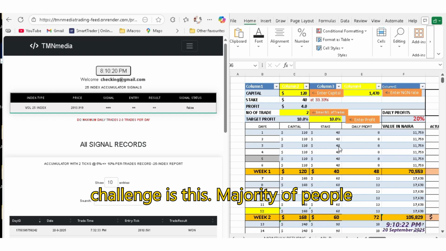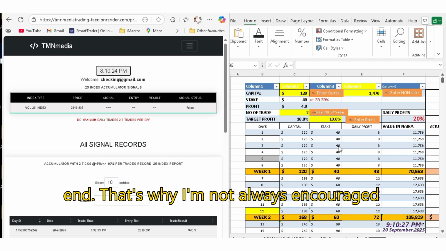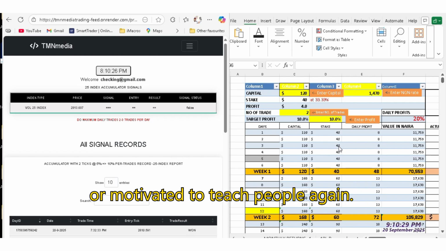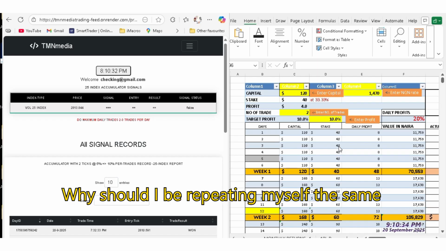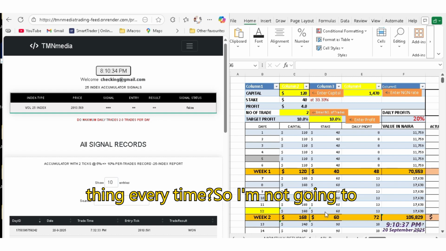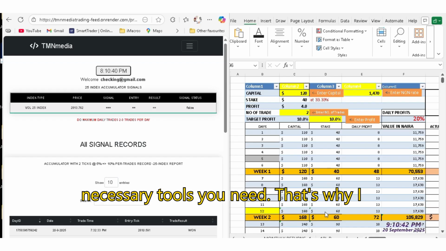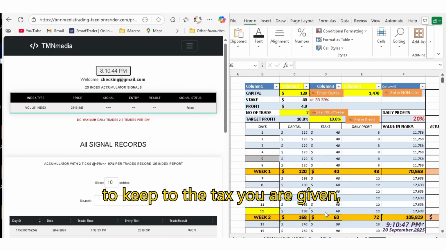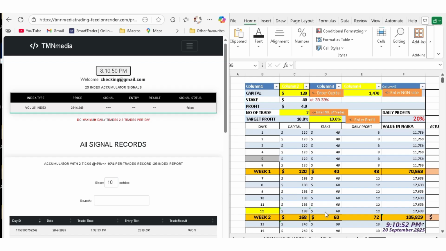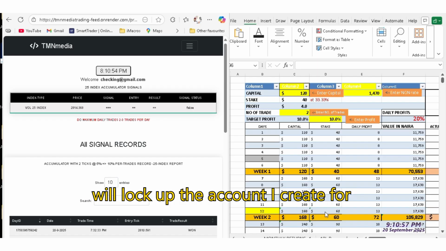But you see, the challenge is this. The majority of people don't even follow this instruction to the end. That's why I'm not always encouraged or motivated to teach people again. Why should I be repeating myself, the same thing every time? So I'm not going to be following you up, but I'm going to encourage you and give you all the necessary tools you need. That's why I ask, if you know you will not be able to keep to the task you are given, please don't even DM me. Okay, because I will block you off and I will lock up the account I create for you.